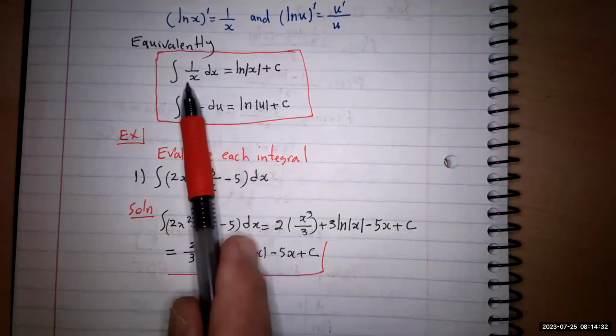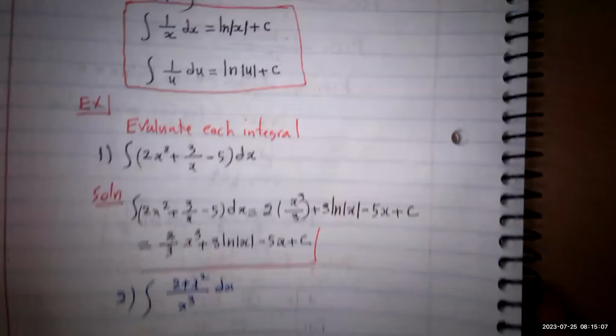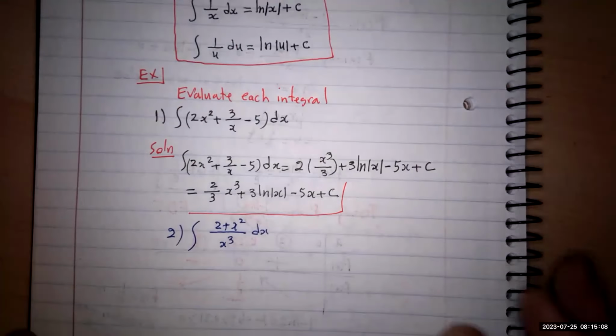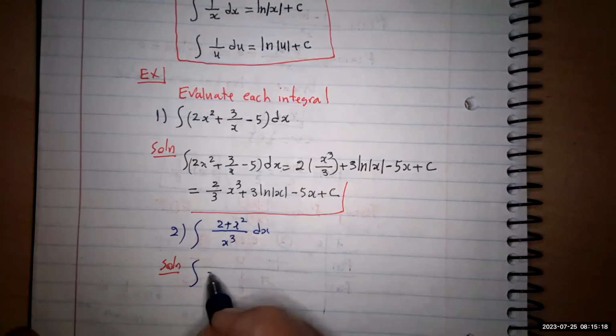Type 2. Just compare it with the one that you did before. Suppose you want to find this integral: 2 plus x squared over x cubed dx. Now you know that you have to move this one up first, because it's a single term and you did it before. So the solution is going to be, that's it. We have to move it up. So that gives us x to the negative 3 times 2 plus x squared dx.